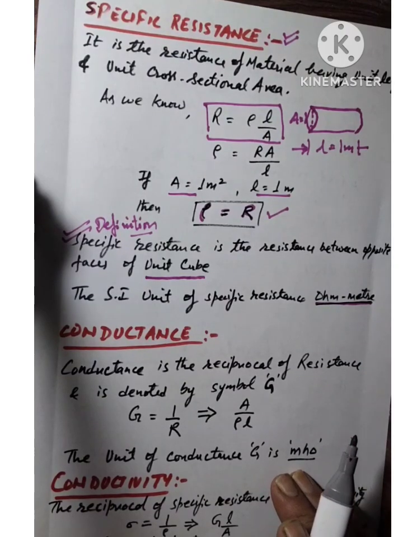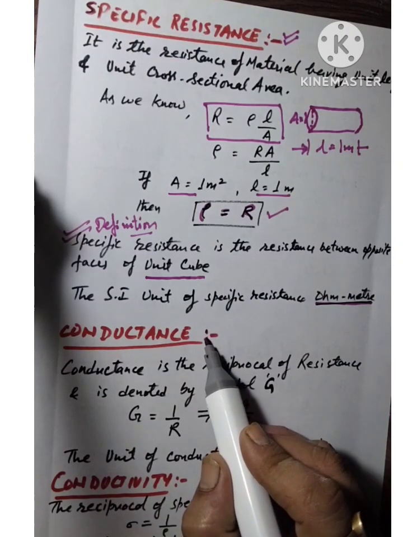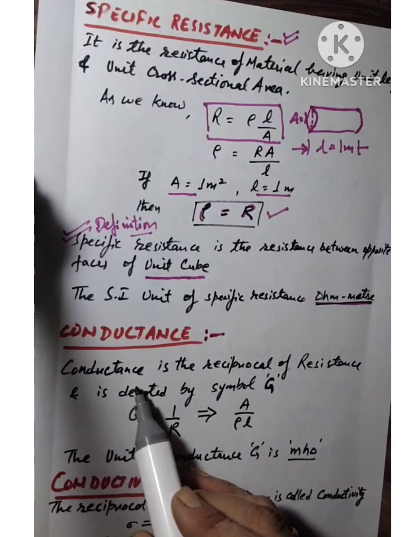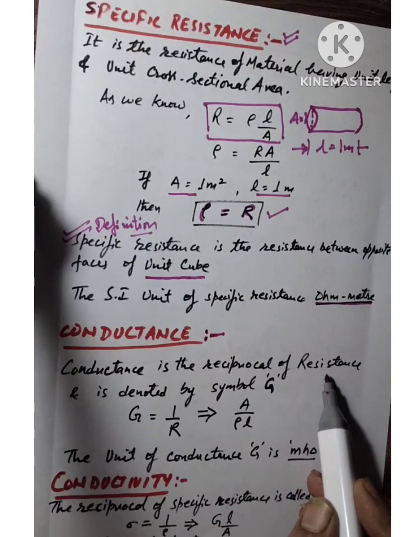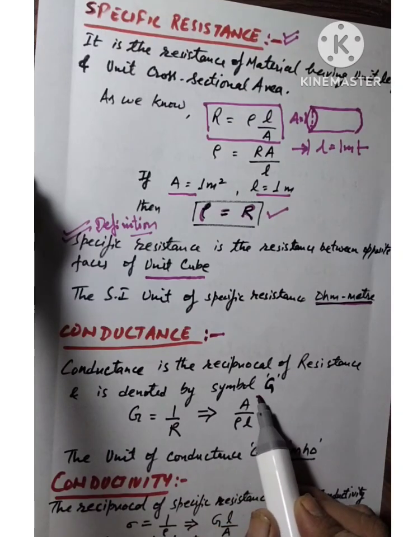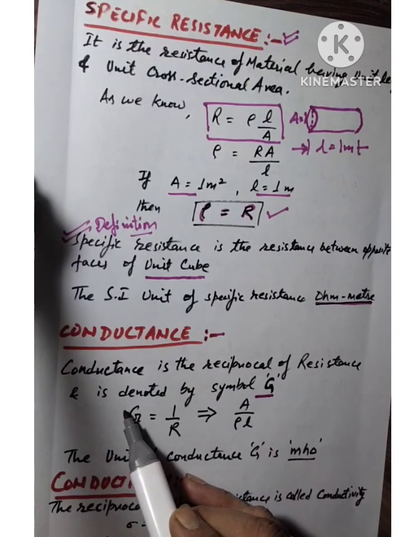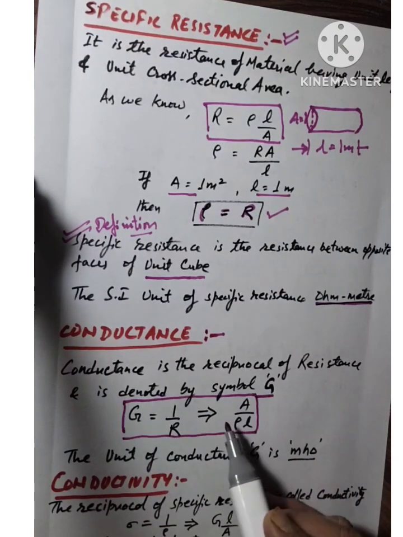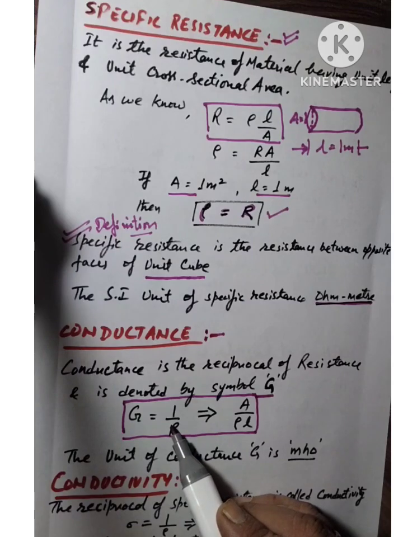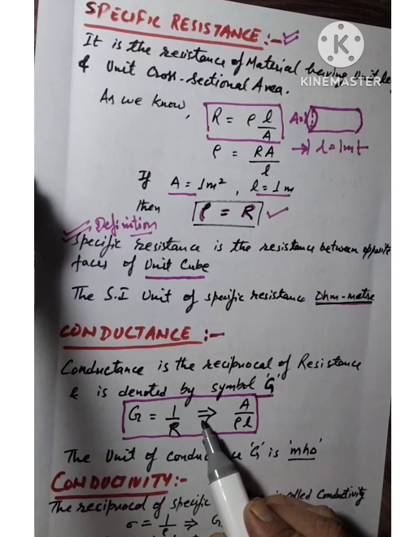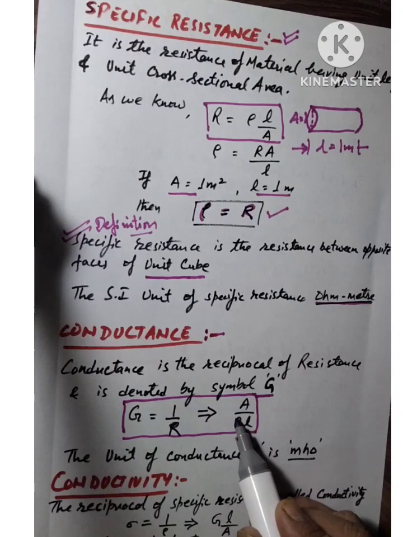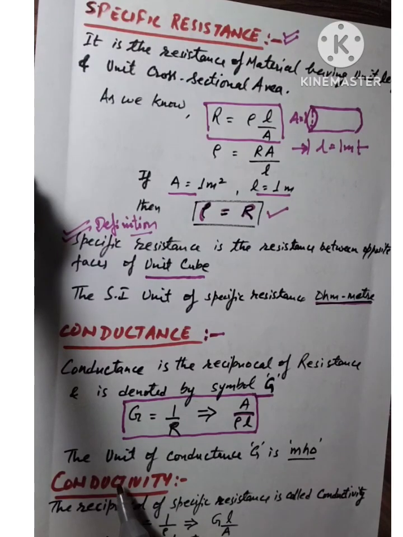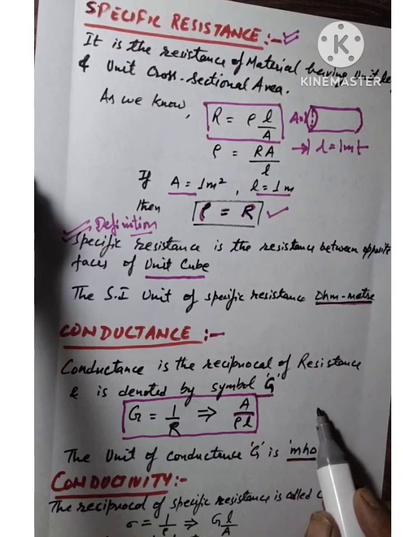Next we will read conductance. What is conductance? Conductance is the reciprocal of resistance and is denoted by the symbol G. G is equal to 1 by R. If we apply the formula of resistance, we will get G is equal to A upon rho L. The unit of conductance is mho. It is the opposite of resistance.